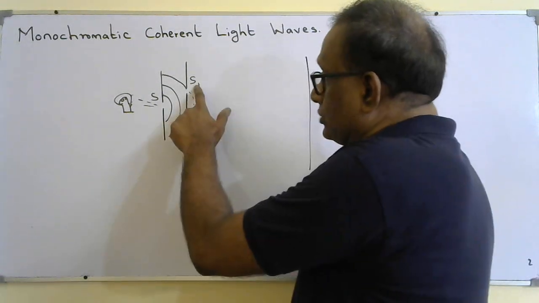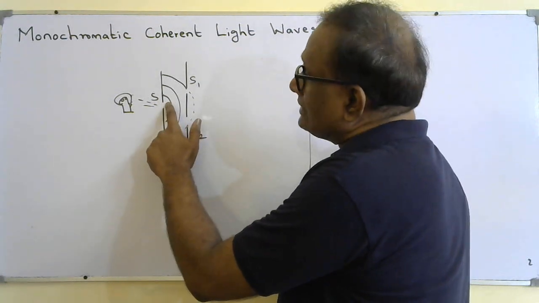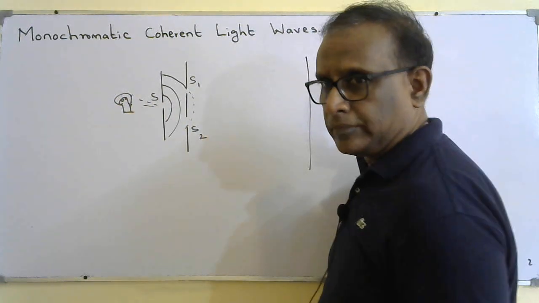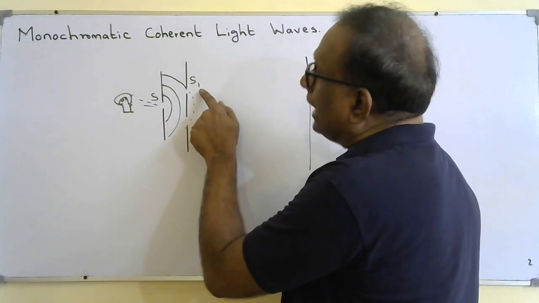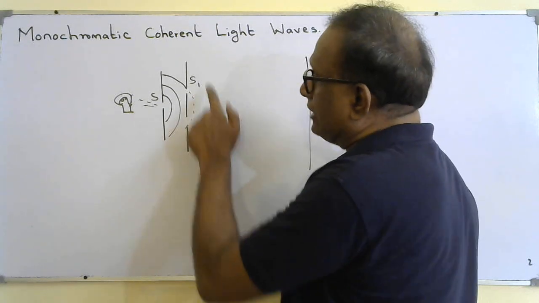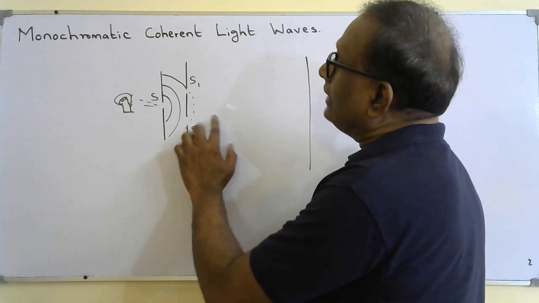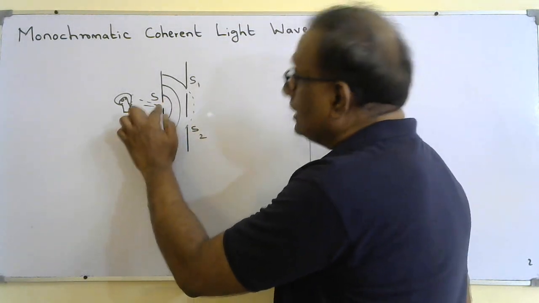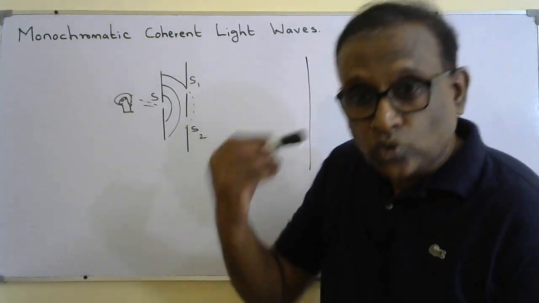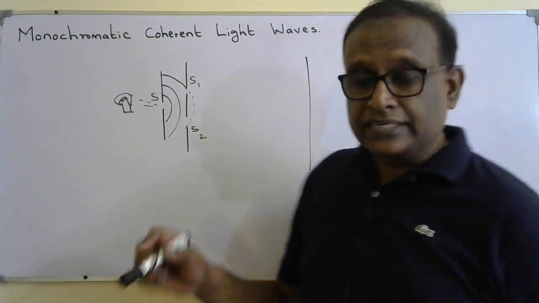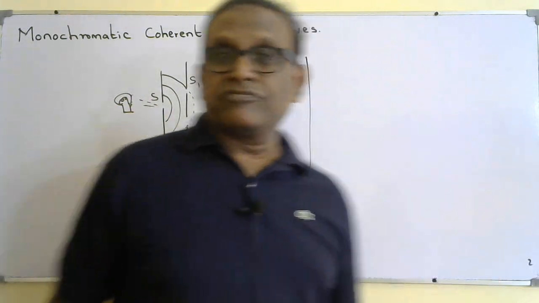Understand? So S1 and S2 will receive the light that is diffracted by S. S is receiving light from different parts of the bulb. That's not a problem. Whatever changes happen here will happen for both lights coming out through S1 and S2, because S1 and S2 are receiving light from the same slit S. So whatever phase change happens at S1 will happen at S2 also. So the phase difference will remain the same.